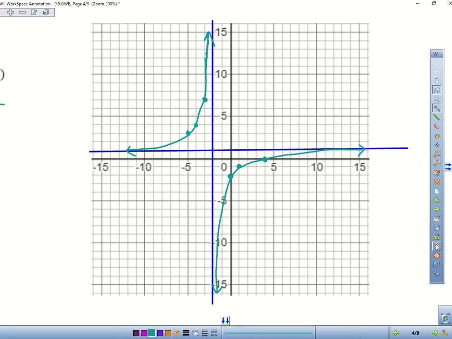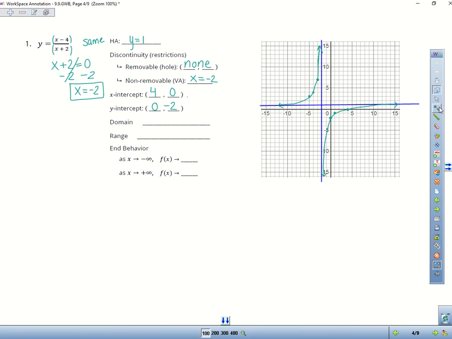So now that I have a general idea of my graph, I can zoom out and I can actually start finding the rest of my classifications and whatnot of my graph. So as for my domain, this function takes on every x value in existence going off to the left and going off to the right, except for one x value that my function doesn't take, which is what? -2. So there's 2 ways you can write this domain. I'm going to teach you both.